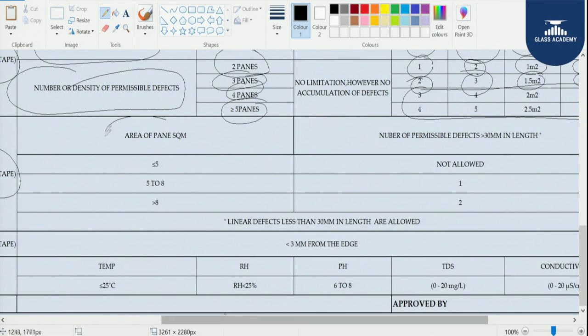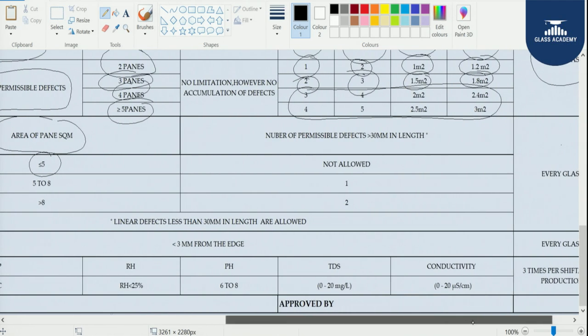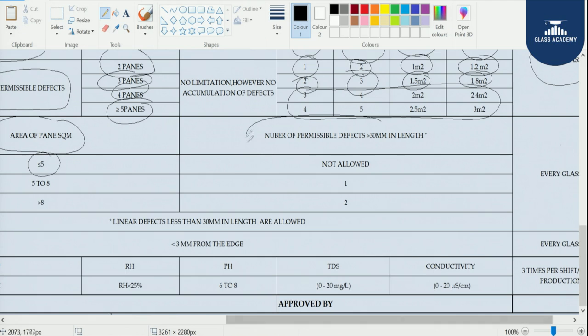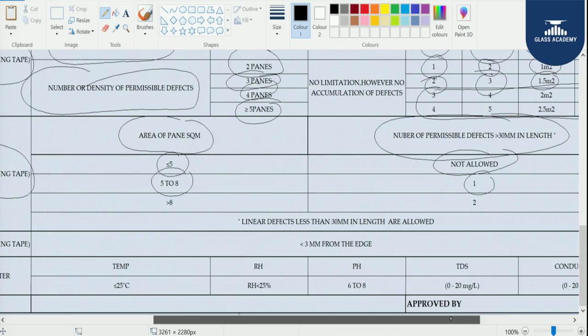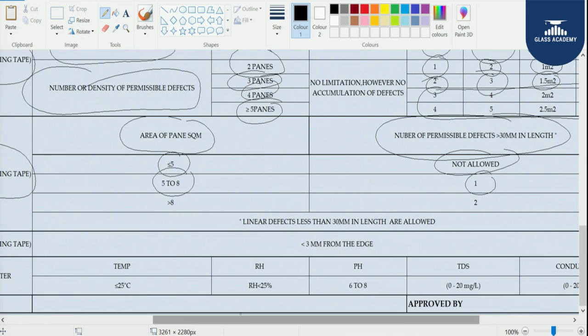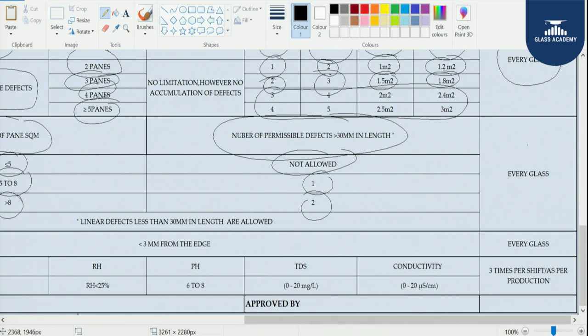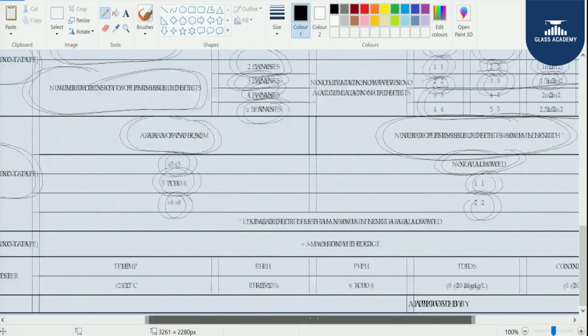If the area of the pane is less than or equal to 5 square meter, defects more than 30 mm in length are not allowed. For the area between 5 to 8 square meter, only one permissible defect with more than 30 mm in length is allowed. If the area of the pane is more than 8 square meter, 2 permissible defects with more than 30 mm length are allowed. And the frequency of testing shall be for every glass.